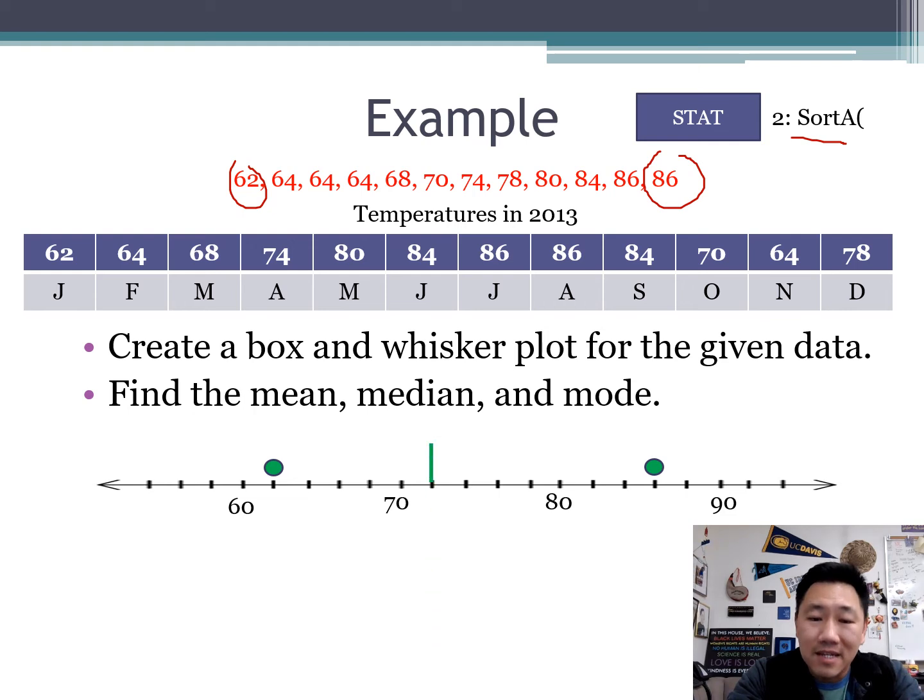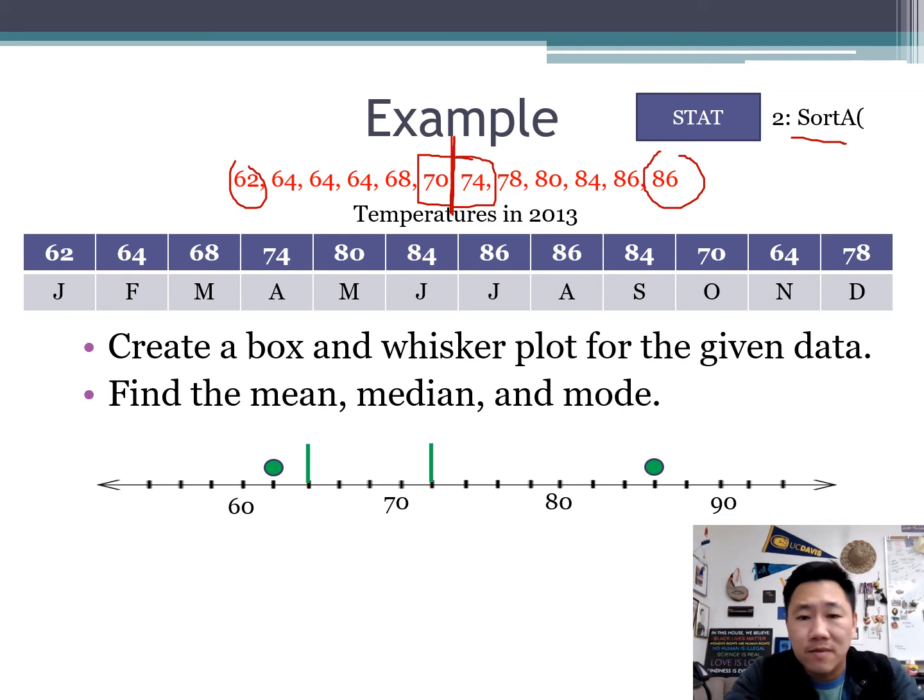The median, if we add them all up and divide by however many numbers there are, 12, because there's 12 months, there's the median. And then to find the lower quartile, so 72 is right here. Actually, the middle is in between 70 and 74. To find the middle, we just add them together and divide by 2.